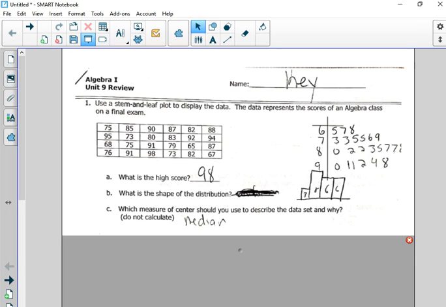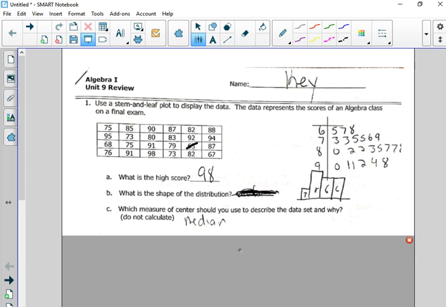Number one, we're looking at this data right here in the box. All right, so here's all the data in the box. You look through the data, you have numbers in the 60s, 70s, 80s, and 90s. So your stems are the tens digit, 6, 7, 8, 9. Then you go in order and find, you have a 65.